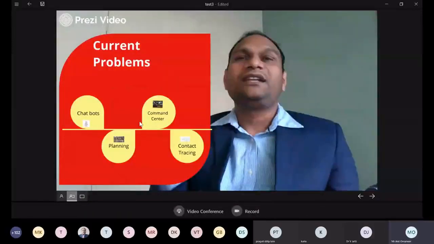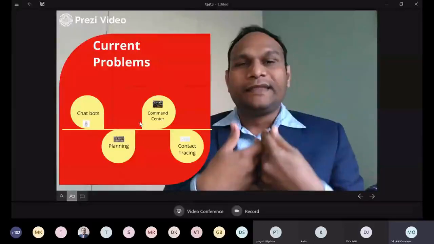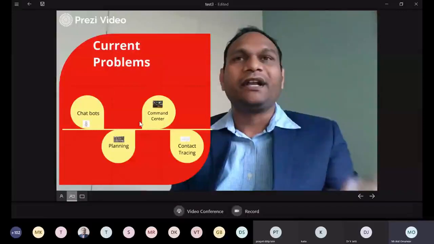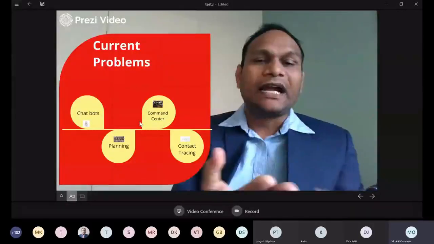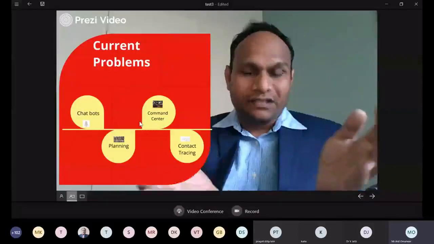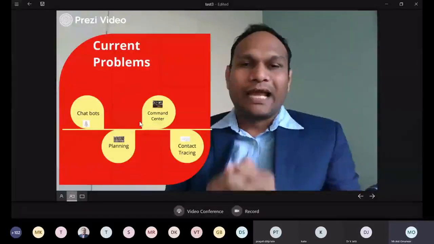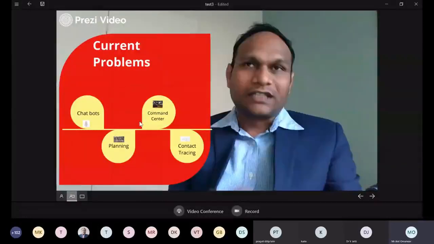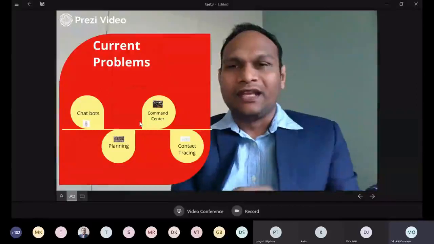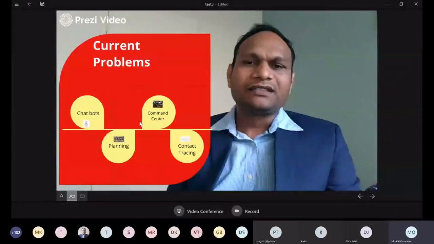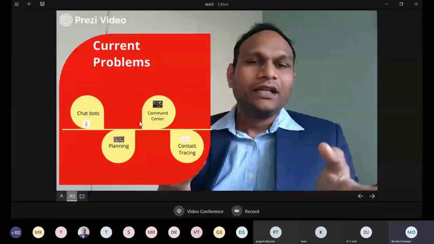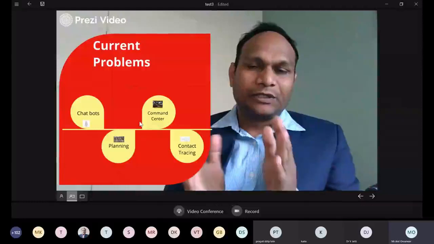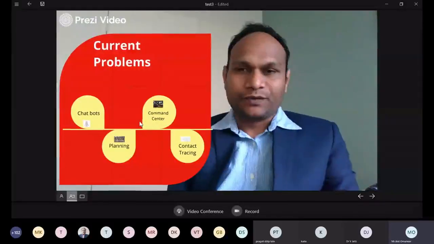Third area is planning. Most businesses struggle, because every day they have different business requirements, different guidelines from government, different guidelines from health authorities, and a daily changing scenario. This is where I usually spend most of my time with my customers. Some of the tools in this domain are helping them handle this situation, along with applications like contact tracing, which can help businesses and governments deal with this pandemic situation.